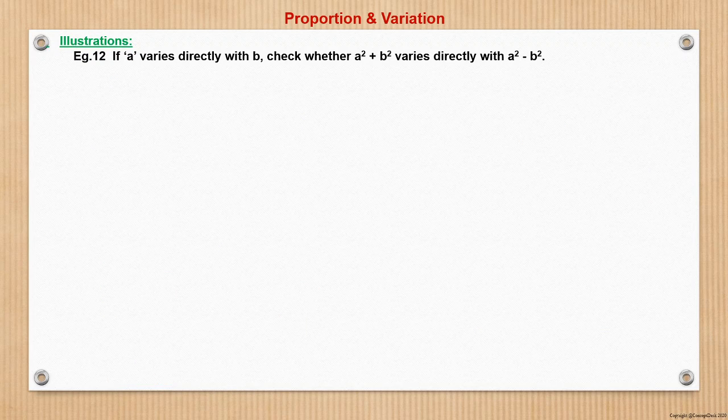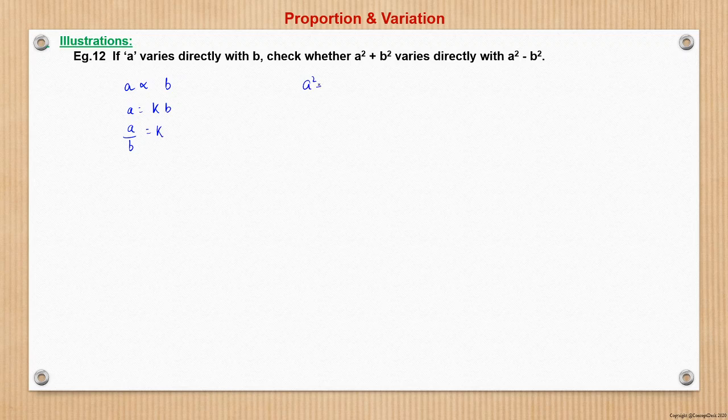Now we'll see a few questions around the same and then wrap up this session. So if A varies directly with B, we check whether A square plus B square varies directly with A square minus B square. If this is the case, I can write this as A is equal to KB, or A by B is equal to K.